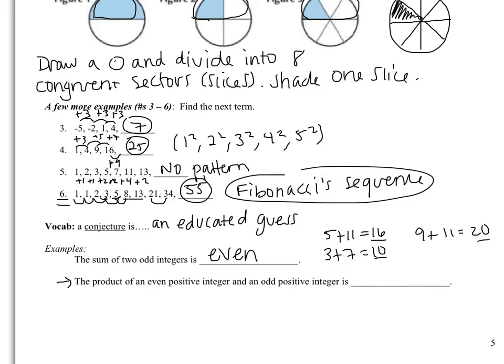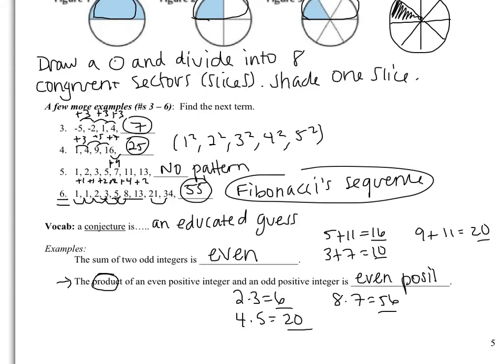Okay, so it says product, which means multiply, of an even positive integer and an odd positive integer is, okay, so even multiplied by odd, even multiplied by odd, even multiplied by odd. I notice that the product is always an even positive integer.